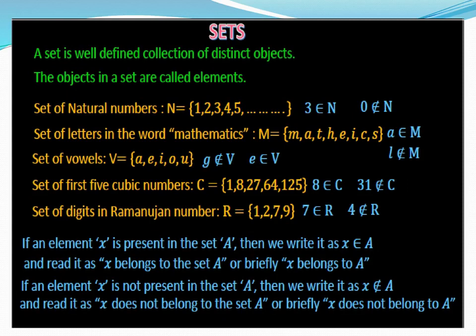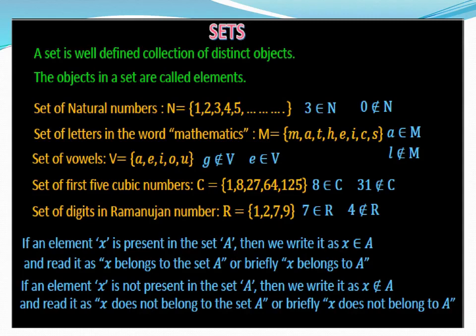Here we observe one example. The set of natural numbers N equals the set of 1, 2, 3, 4, 5. Here we write one symbol between 3 and N. That symbol is called belongs to. Here 3 belongs to N means: is 3 in the set of natural numbers or not? Tell me, students. Yes. 3 is a natural number. So 3 belongs to N. So belongs to means that if you take any set and that element is in that set, then you write the symbol belongs to. Here we take another element, 0. Is 0 an element in the natural number system?